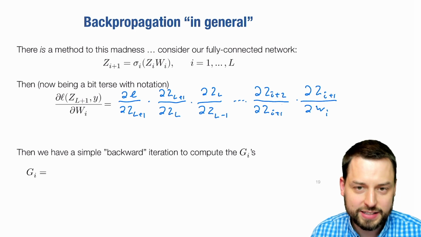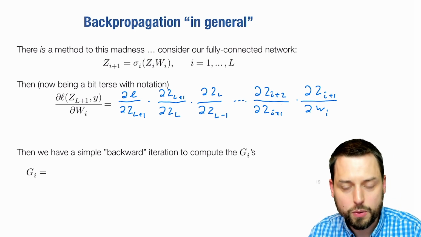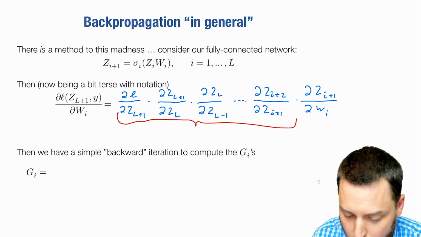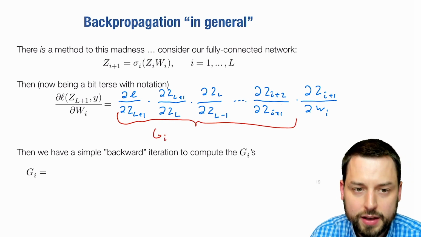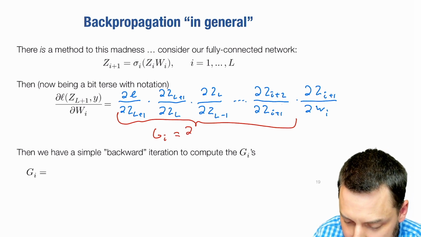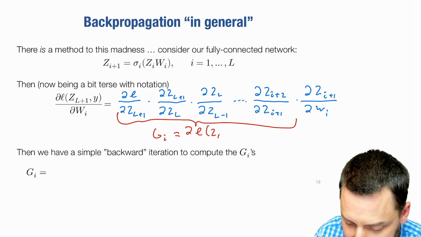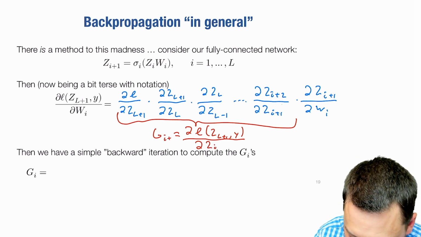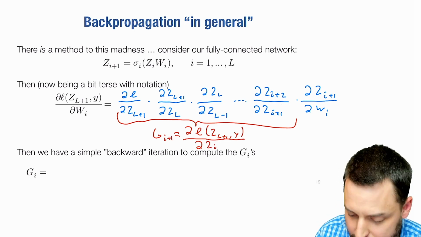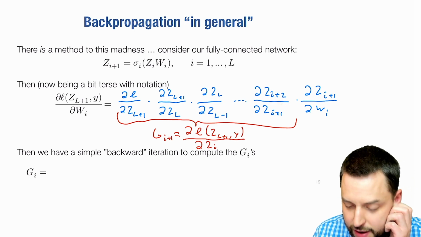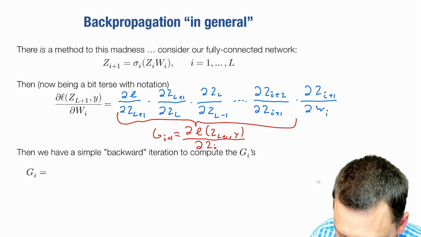And it's so important, in fact, in the case of neural networks, that we're actually going to give this term a name. So this whole term here, we're going to call this GI. And GI is equal to the partial derivative of our loss, I'll even write it out, of our loss of ZL plus 1 and Y with respect to Z. Actually, here I'll write GI plus 1, because this whole term is the down to ZI plus 1. So GI plus 1 is the partial derivative of our loss with respect to ZI plus 1.